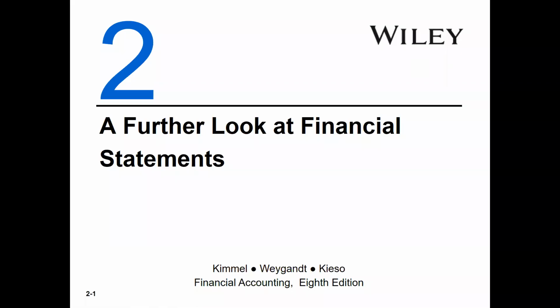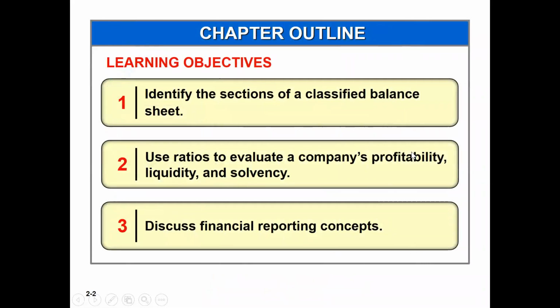Welcome to Chapter 2. In this chapter, we're going to take a further look at financial statements and see what the purposes of these financial statements are and how they are used in a business. The learning objectives for this chapter are to identify the various sections of a classified balance sheet, to use ratios to evaluate a company's profitability, liquidity, and solvency, and to discuss some financial reporting concepts.